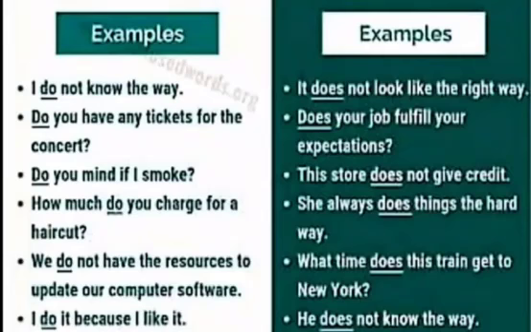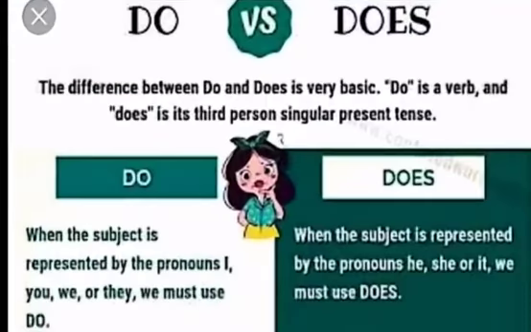Then, we do not have the resources to update our computer software. So we is what? First person plural. We should use do also. Okay, can you get my point? So when the subject is represented by the pronouns I, you, we or they, we should use do, whether asking a question or whatever it may be.